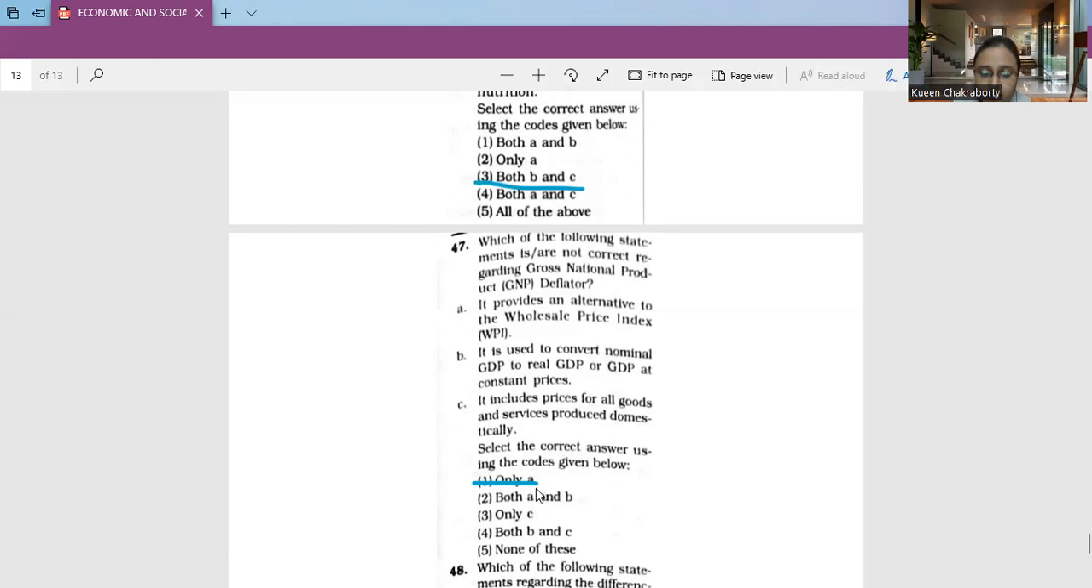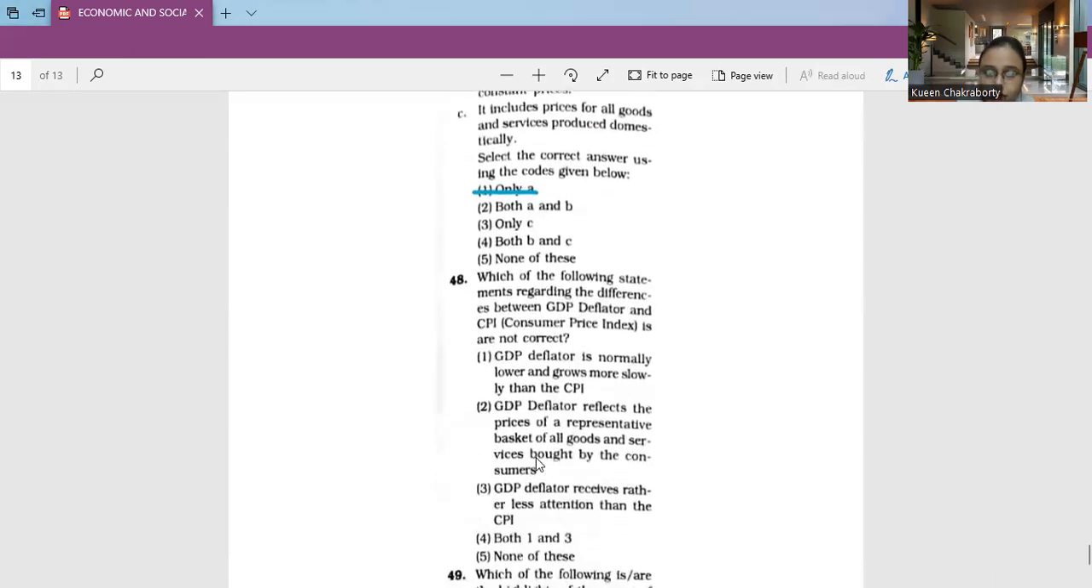Now we can move on to the 48th question. Which of the following statements regarding the differences between GDP deflator and CPI, the Consumer Price Index, is not correct? GDP deflator is normally lower and grows more slowly than CPI. GDP deflator reflects the prices of a representative basket of all goods and services bought by the consumers. GDP deflator receives rather less attention than the CPI. Both 1 and 3, and none of these. The correct option to this is option number 2.